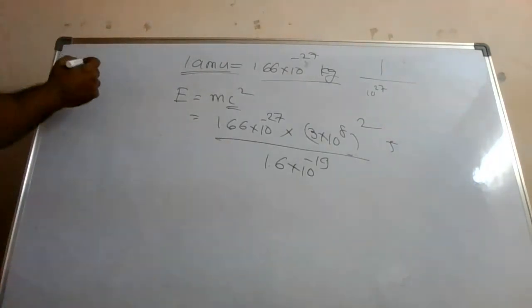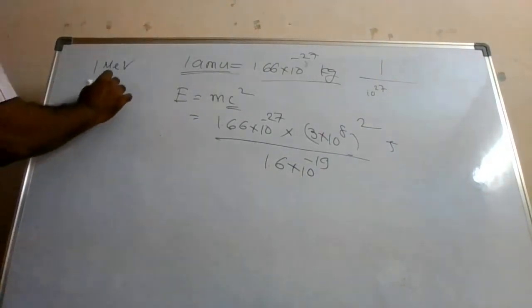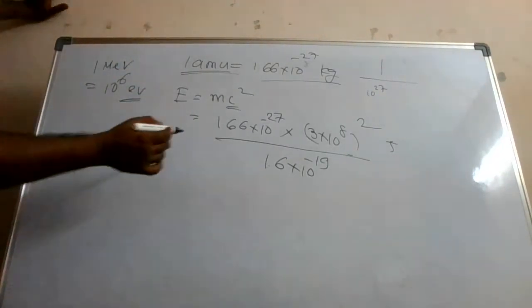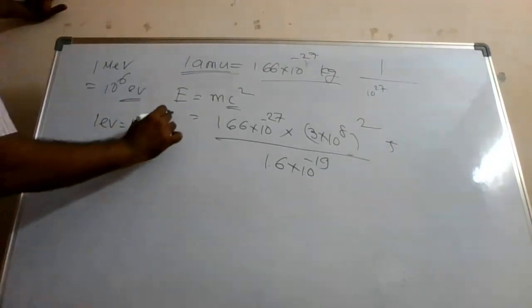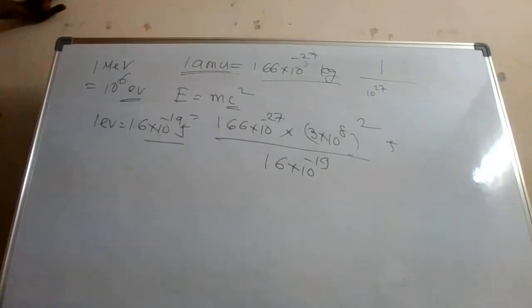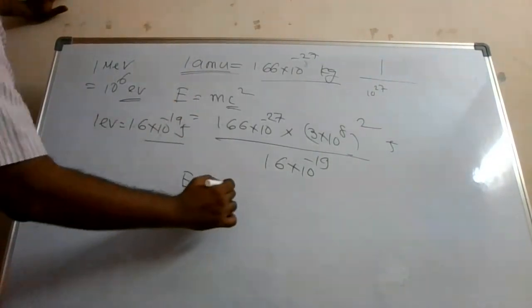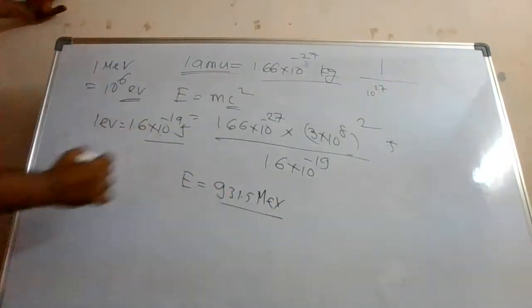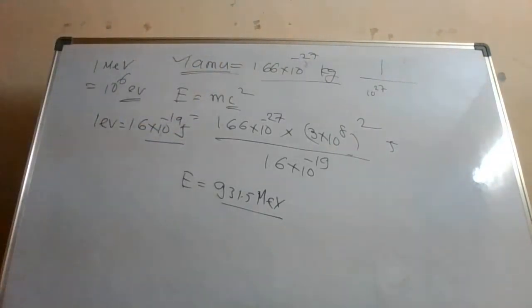So there is one more unit which we use, which is 1 million electron volts. What is million? It is 10 to the power of 6 electron volts. You know that 1 electron volt, I have told you, is 1.6 into 10 to the power of minus 19 joules. So if you solve it, you get 931.5 million electron volts of energy is released if you destroy 1 atomic mass unit.